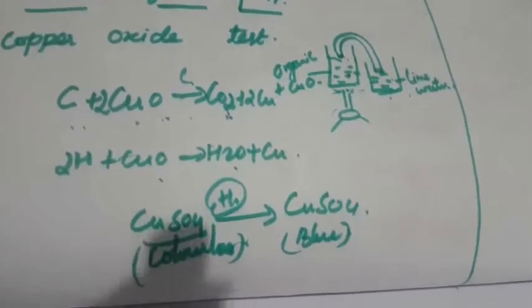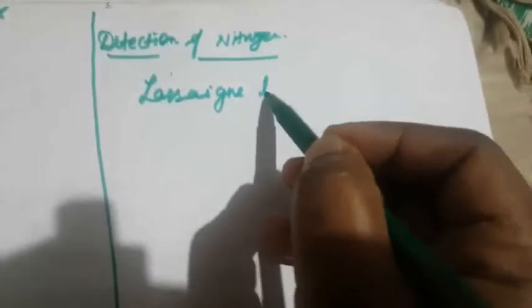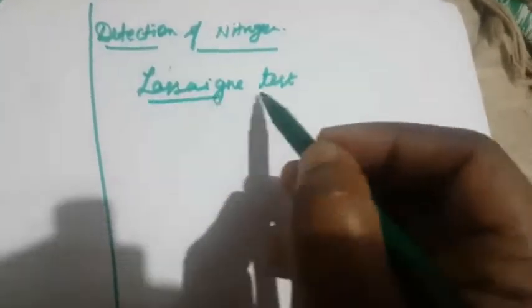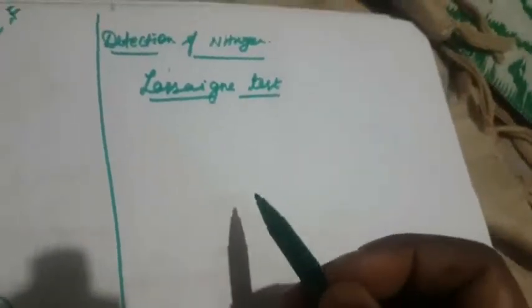Next one is detection of nitrogen. How to detect nitrogen? Using the Lassaigne test. What is meant by Lassaigne test? So here, the detection is by the Lassaigne sodium fusion test.